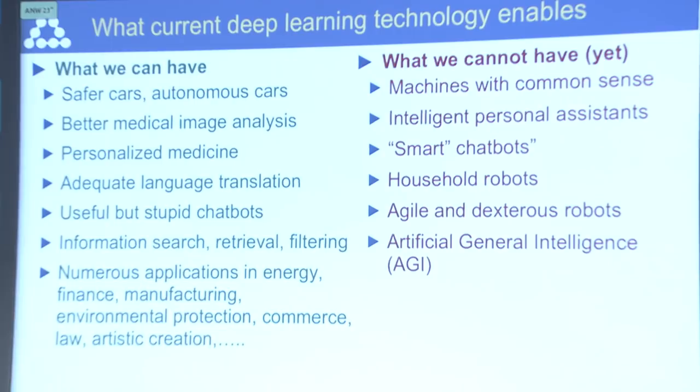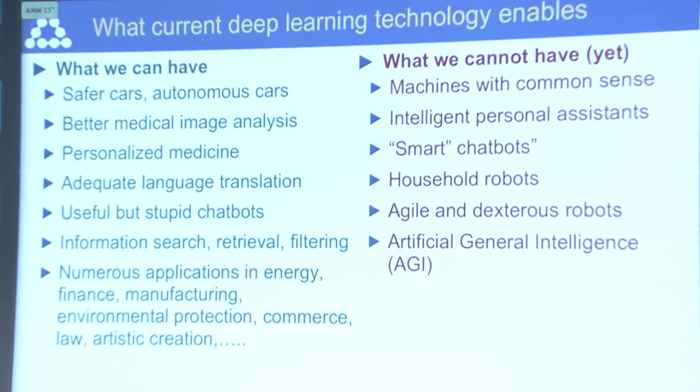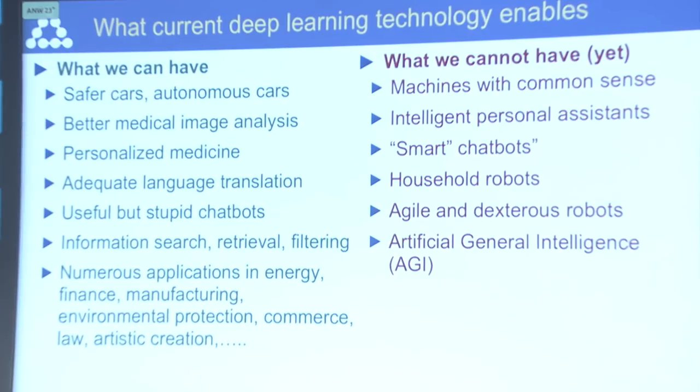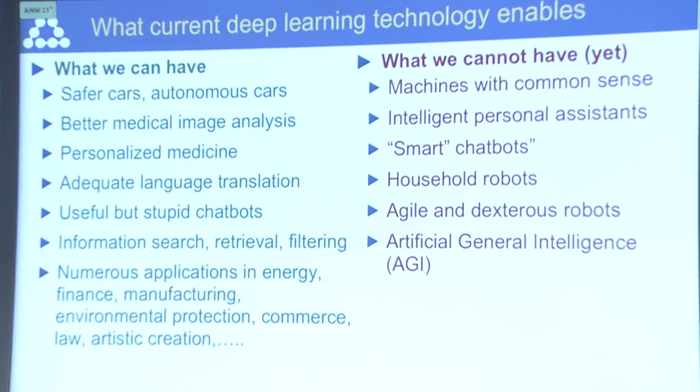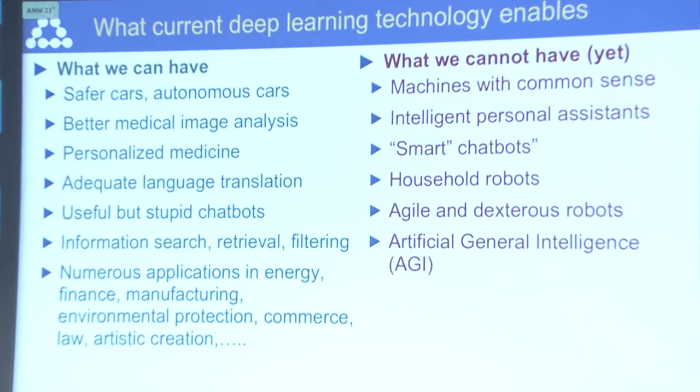We can have safer cars, better medical image analysis, adequate language translation, not perfect, far from that, and numerous new applications pop up every day. But what we cannot have is machines with common sense, machines that we can talk to and that are not frustrating to talk to. Intelligent personal assistants, for example. We can't have that yet. Smart chatbots, household robots. We'd like a robot that can actually do work in our house.